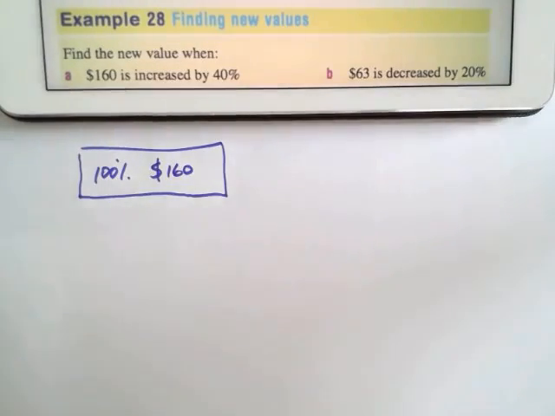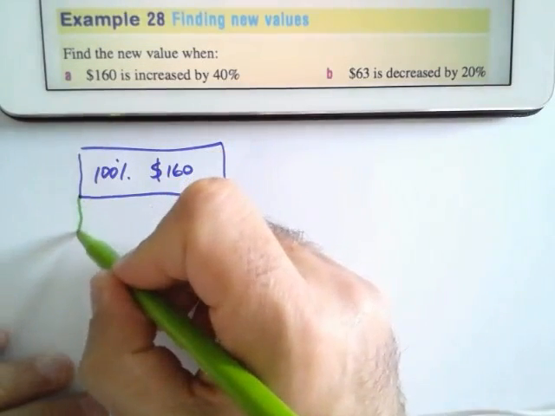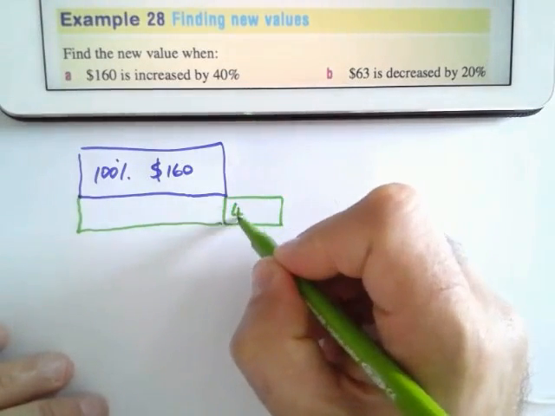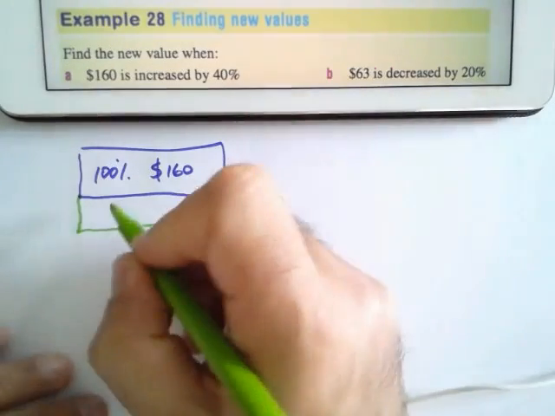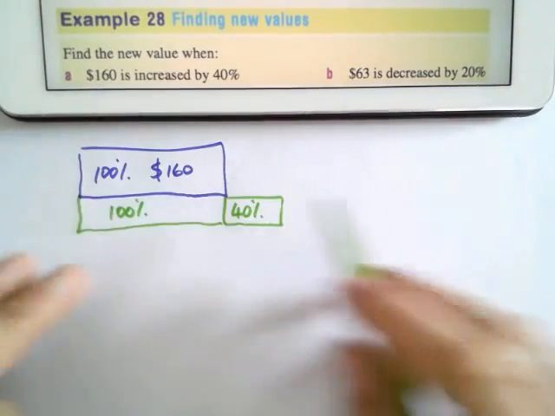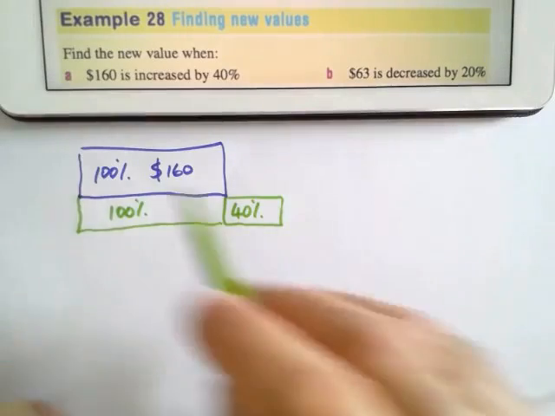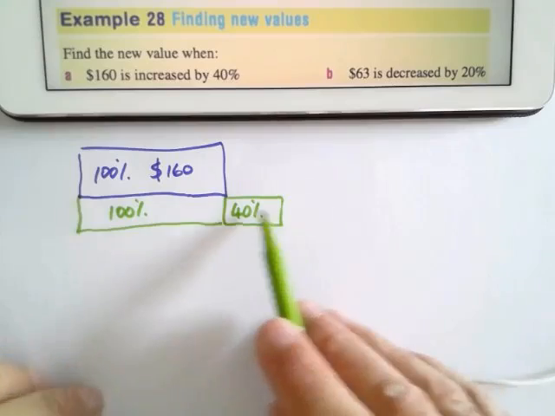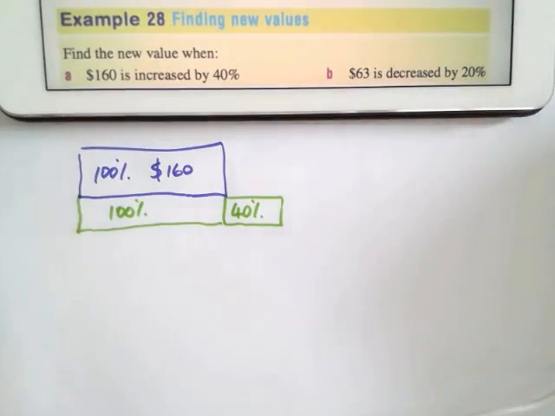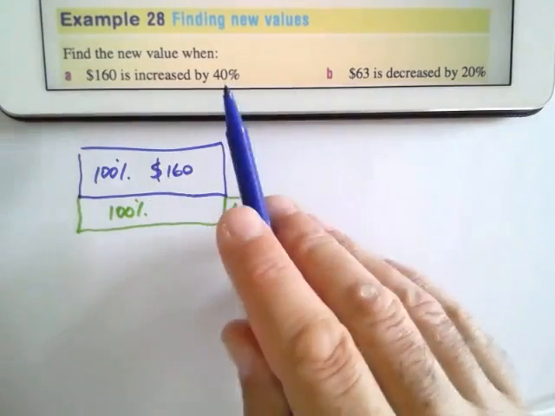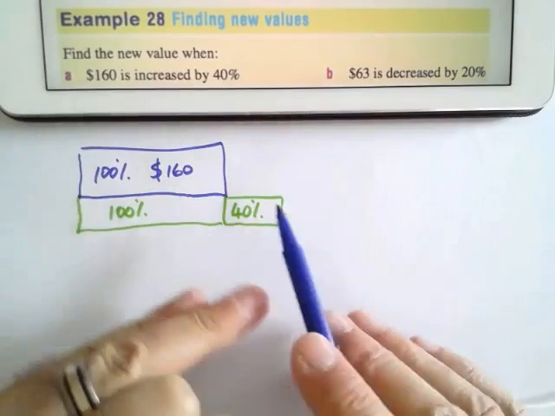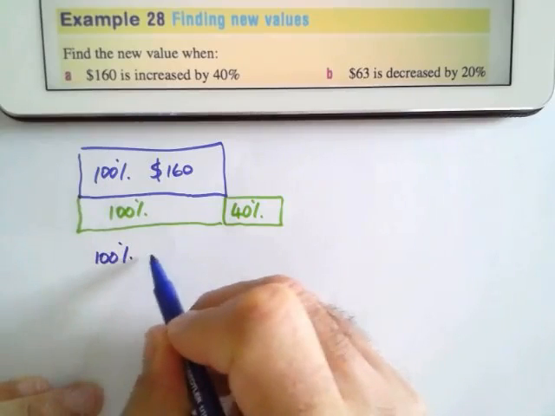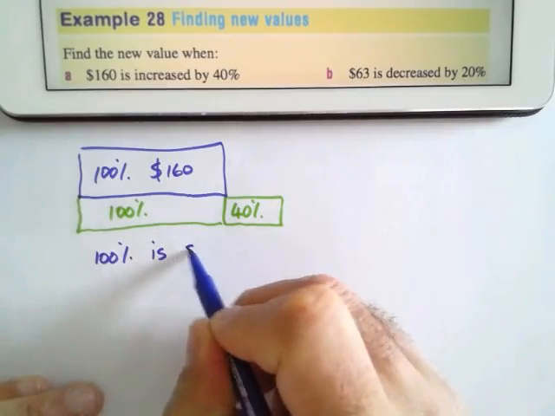If I increase this by 40%, it means it's going to be this 100% plus another 40%. So this 40%, and this is still 100%, that is how much they're going to be. Now they say that this $160 is 100%, so my total here is going to be 140%. So instead of getting 40% of 160 and then adding it, all I'm going to do is say 100% is $160.